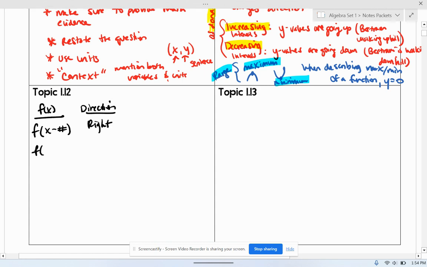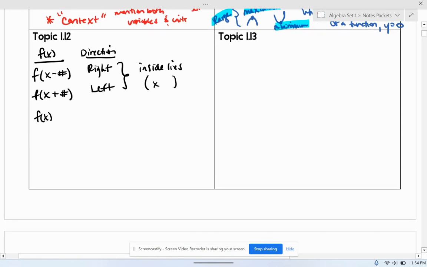If we are talking about f of x plus some number, that's going to be a transformation to the left. Why? Because the inside lies, right? That transformation is grouped inside parentheses with the x, so it's going to be the opposite of what you think.